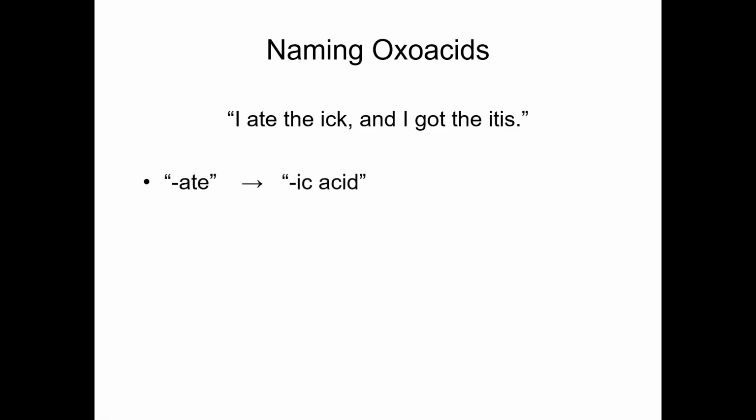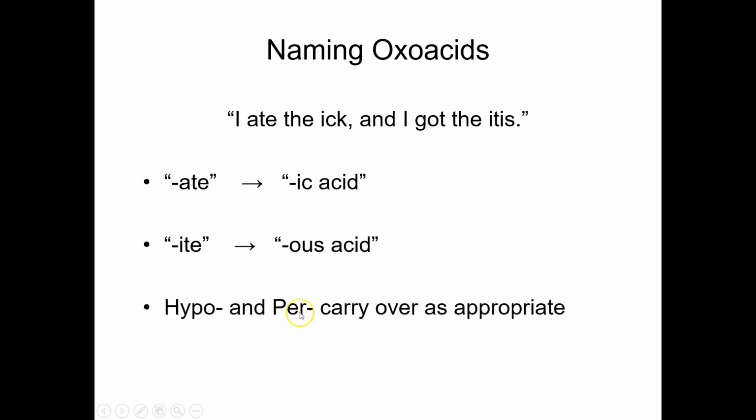Well, what does that mean? Well, if I am taking an oxyanion and changing its name to correspond to the acid that it came from, if it ends in ate, then that becomes ick acid. That's I ate the ick. If it ends in ite, then it's going to become us acid. That's the itis. And then the prefixes hypo and per will simply carry over if they're there. So that's kind of hard to digest what I'm saying here, but let's actually just do some examples and hopefully you understand how this works.